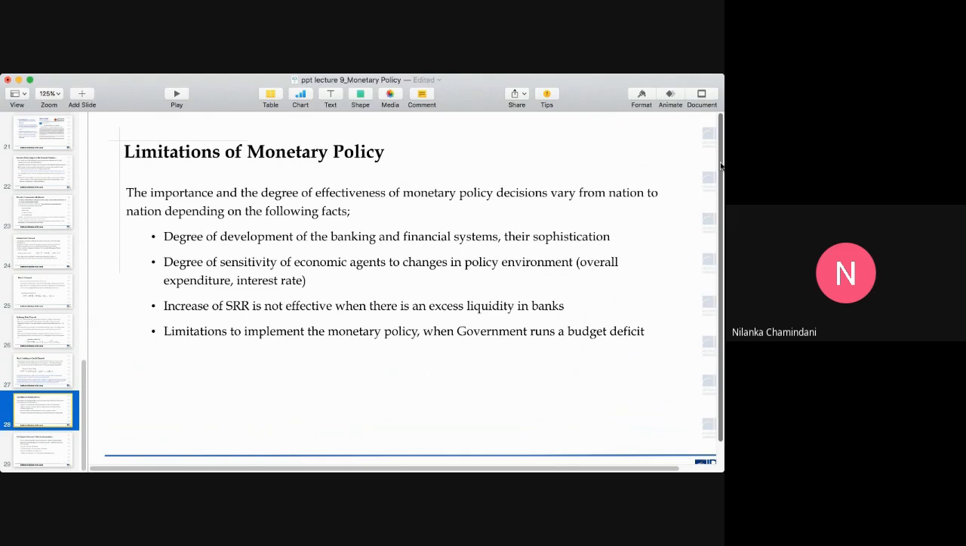Increase of SRR is not effective when there is excess liquidity in banks. This is also a very interesting point. Even if the central bank uses the SRR.